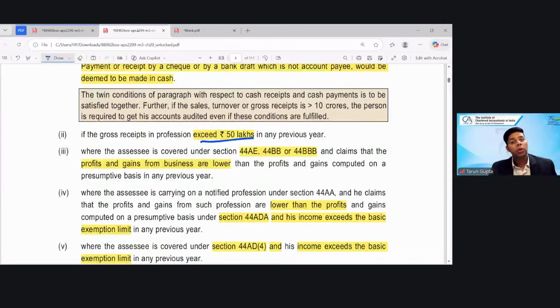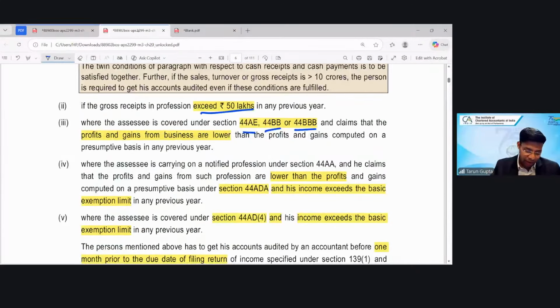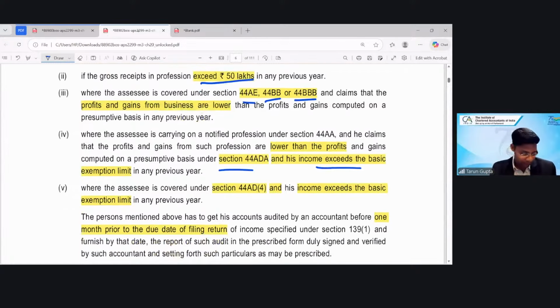If you are doing a business covered under section 44AE, such as transportation, and you offer income below the presumptive income, then you are also required to get the books of account audited. If you are doing a specified profession, and you offer income below the presumptive income and your income exceeds the basic exemption limit, then also you are required to get the accounts audited.